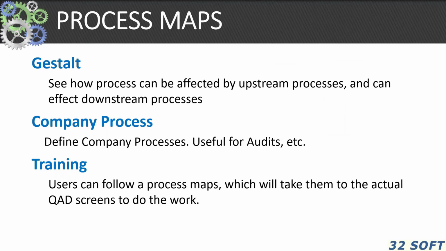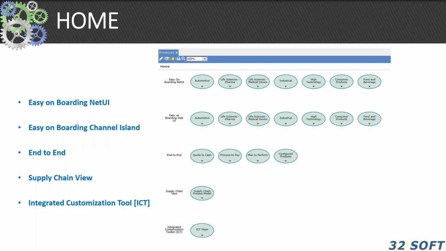At the Gestalt level, you can see how processes are affected upstream and downstream to see the whole company process. They can be used to help define processes for audits, work orders, work instructions, etc. And in training, users can follow the process maps, which can take them directly into QAD screens to do their work. Remember, process maps may be different for your organization.